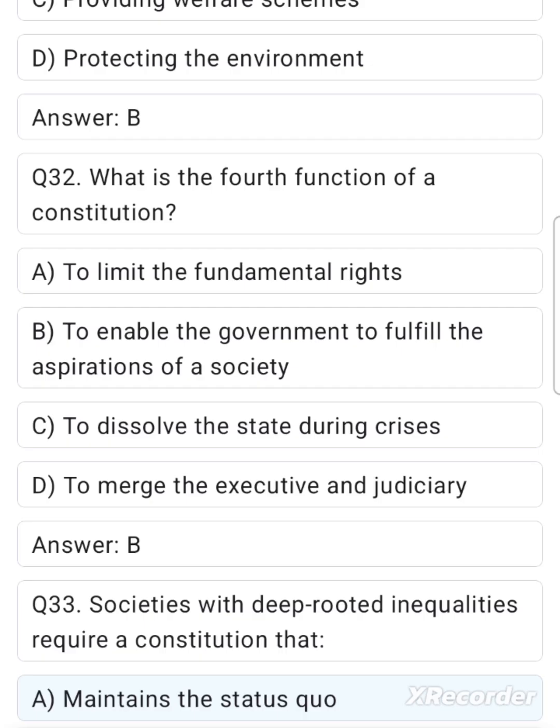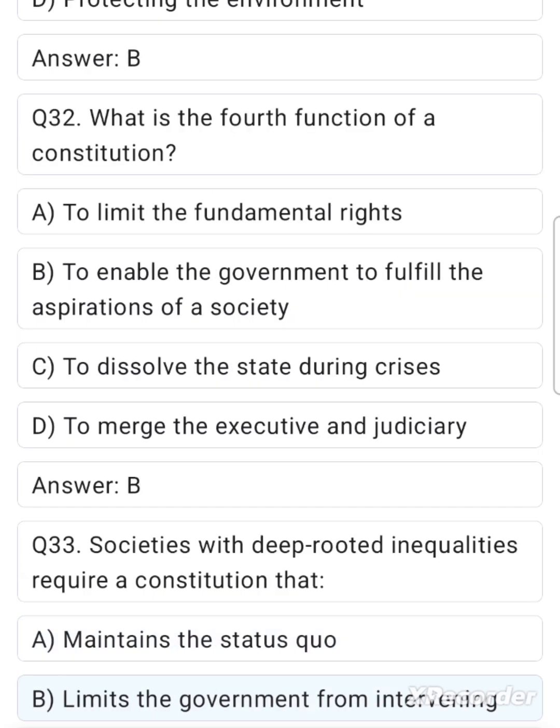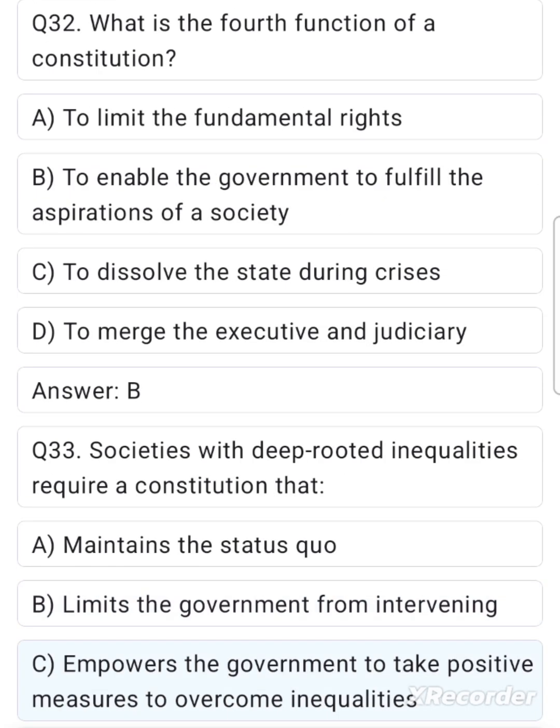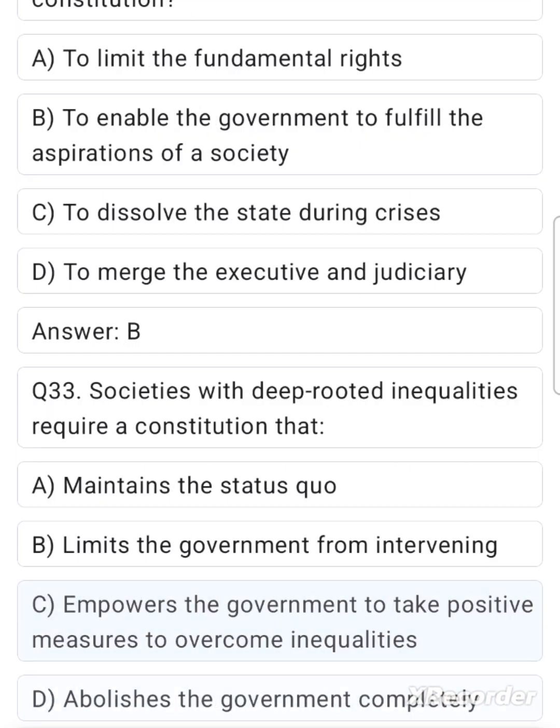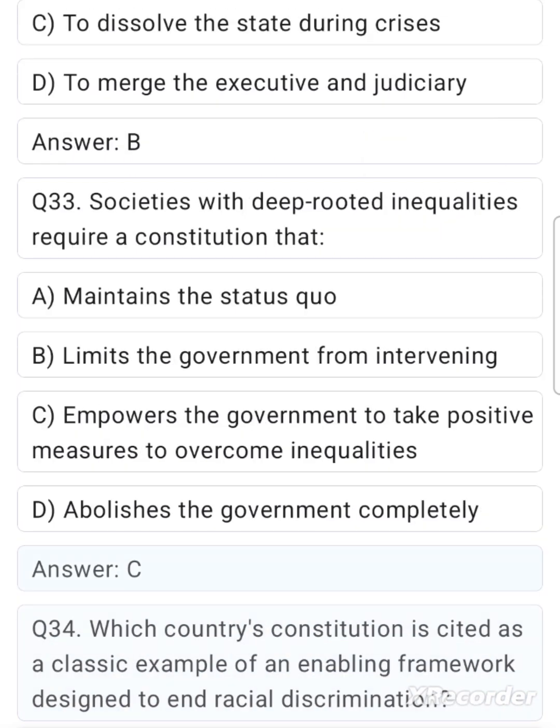Q33. Societies with deep-rooted inequalities require a constitution that A. Maintains the status quo. B. Limits the government from intervening. C. Empowers the government to take positive measures to overcome inequalities. D. Abolishes the government completely. Answer. C.